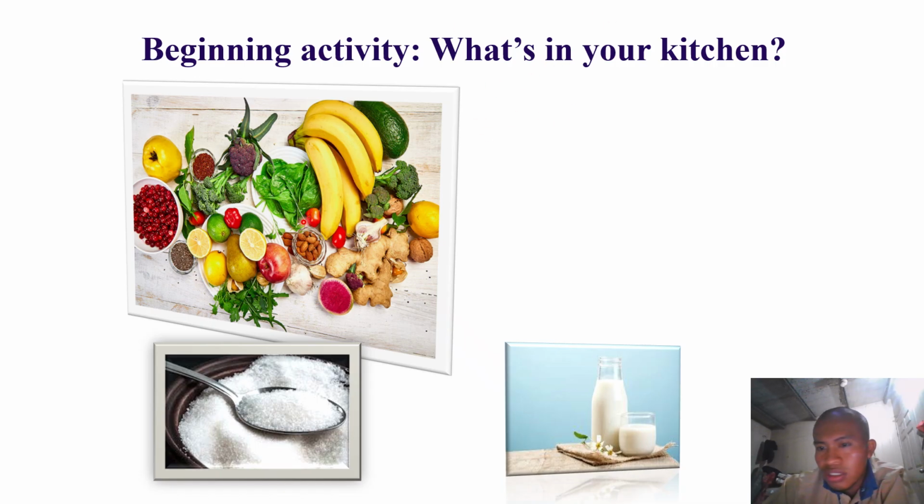What's in your kitchen? Imagine that you have also fruits like this: bananas, avocado, lemons, garlics, beans, milk, sugar. So I think that you are thinking about your kitchen now. So imagine yourself what's in your kitchen.